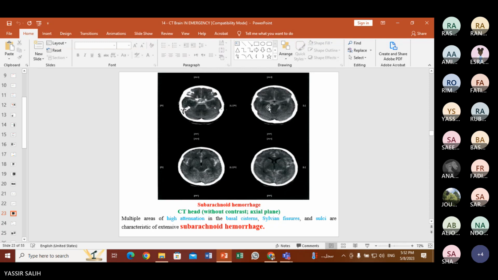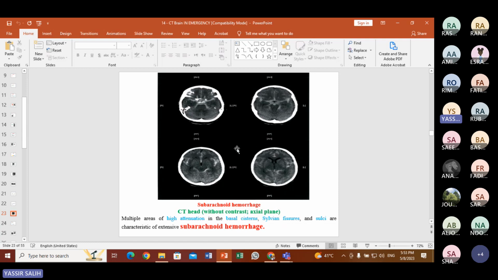But this is the blood in the basal cistern and sylvian fissure, and this is the sylvian fissure and the basal cistern and the sulci. So this CSF becomes hyperdense. Notice here in the ventricle the CSF is black, but this area in the basal cistern and the sulci has all become white due to blood circulating in the CSF. Therefore, this is subarachnoid hemorrhage.